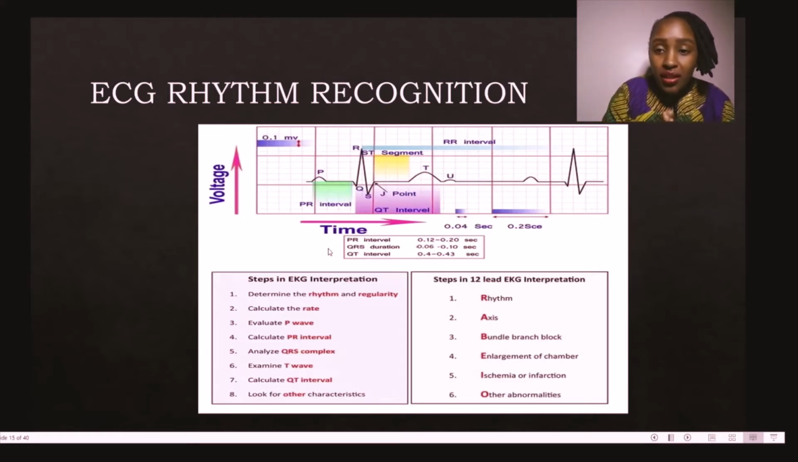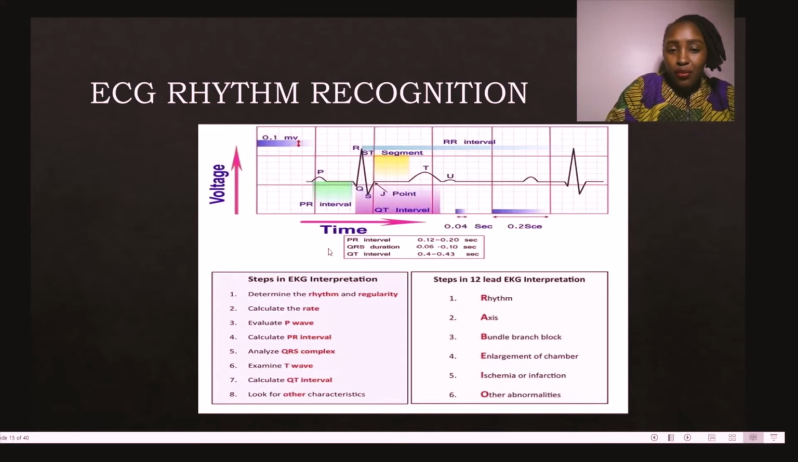Then you calculate the rate, and as I said again, you calculate the rate based on the R wave. There are three ways to calculate the rate, and I will show you those three ways. I think the easiest and the most accurate one is about the small boxes. That is why I keep mentioning the small boxes.